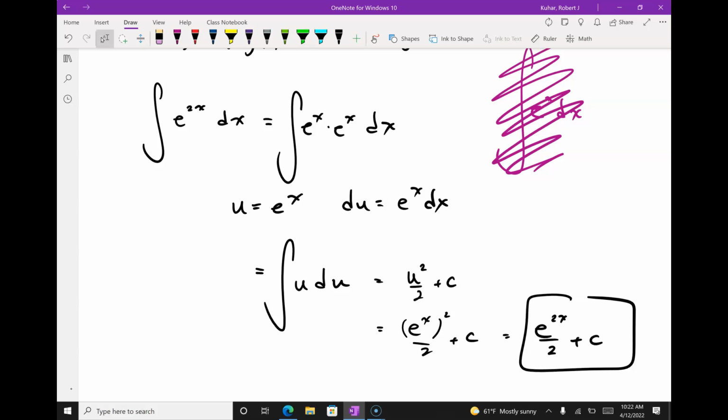Remember what I said about these integrals. You can check yourself by taking the derivative.